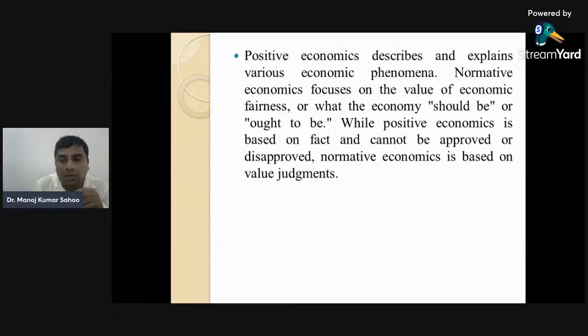While positive economics is based on fact and cannot be approved or disapproved, normative economics is based on the concept of value judgment. Positive economics talks only about facts, the real things, which cannot be approved or disapproved. Normative economics is basically based on the concept of value judgment, expert opinion. So, positive economics and normative economics.